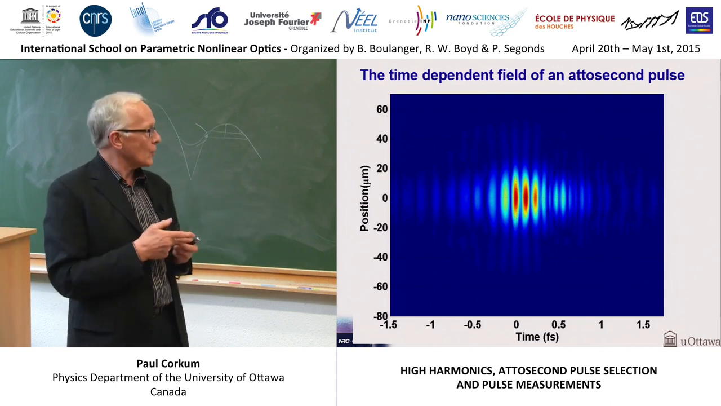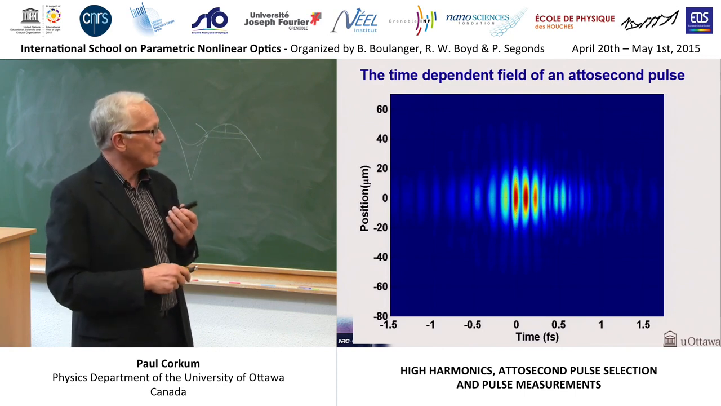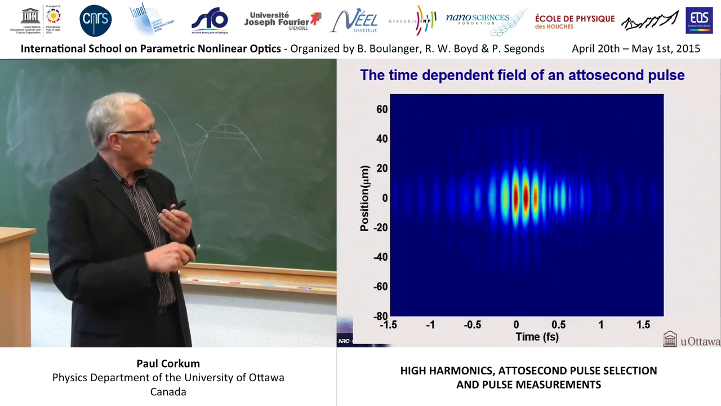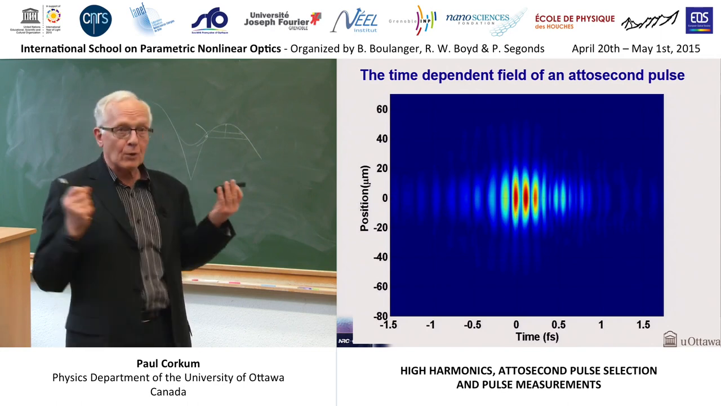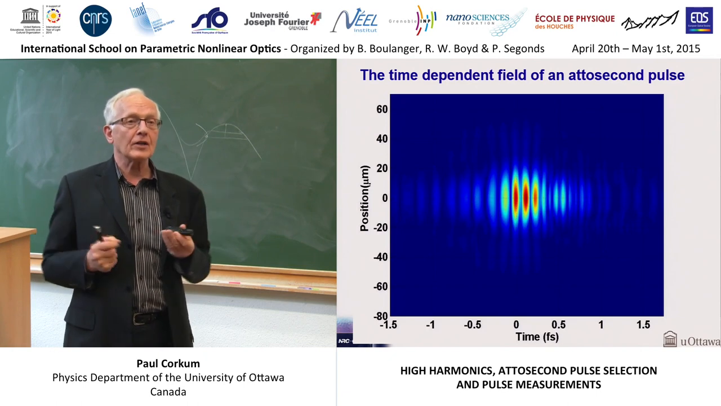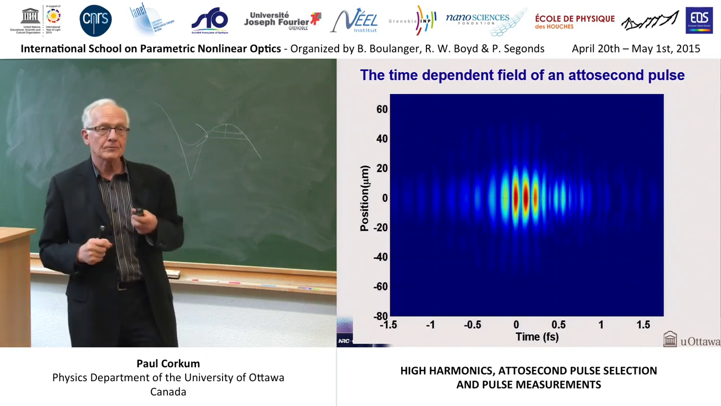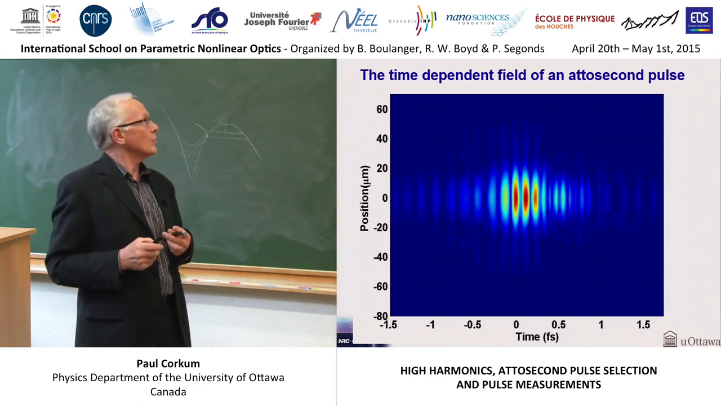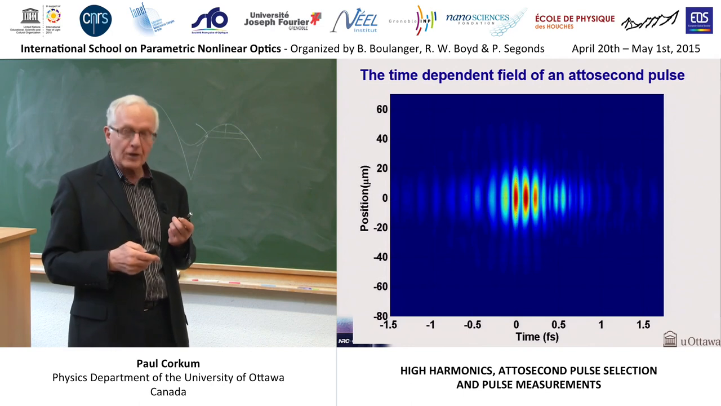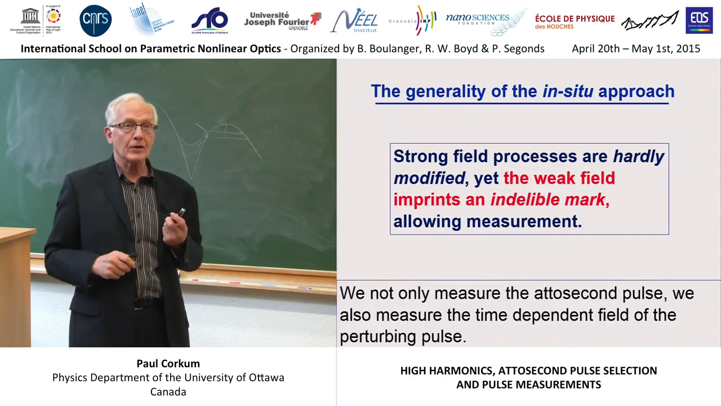And this is the oscillations of the pulse. It was a pulse driven not at 800 nanometers, but 1.8 microns, and so the times are a little longer. It has chirps in it. It has problems in it. But this is an isolated attosecond pulse created in this way and measured in this way. OK, so this is the time-dependent field of an attosecond pulse measured in situ.